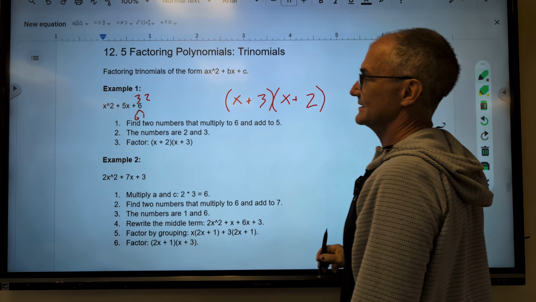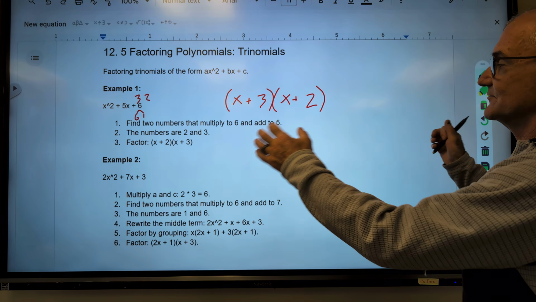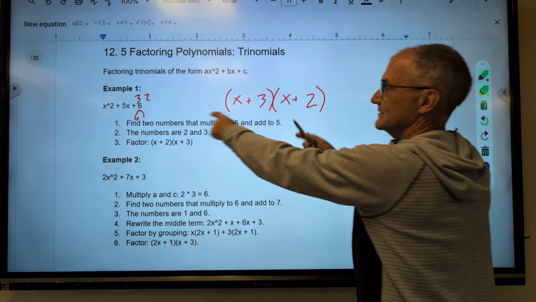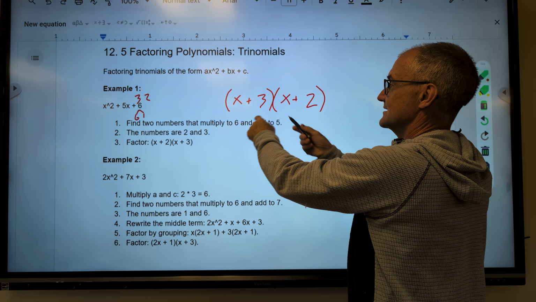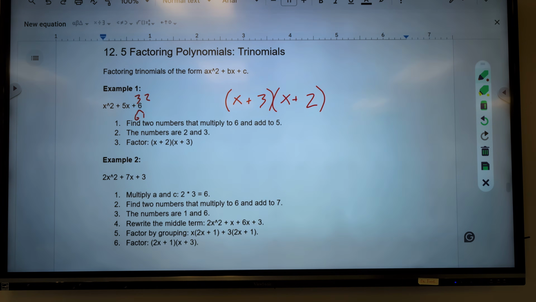This 6 is positive, so either both have to be positive or both negative. So what I'm doing here is the reverse of this is to FOIL it out. So that gives me x squared plus 3x plus 2x. That's the 5x plus 6.